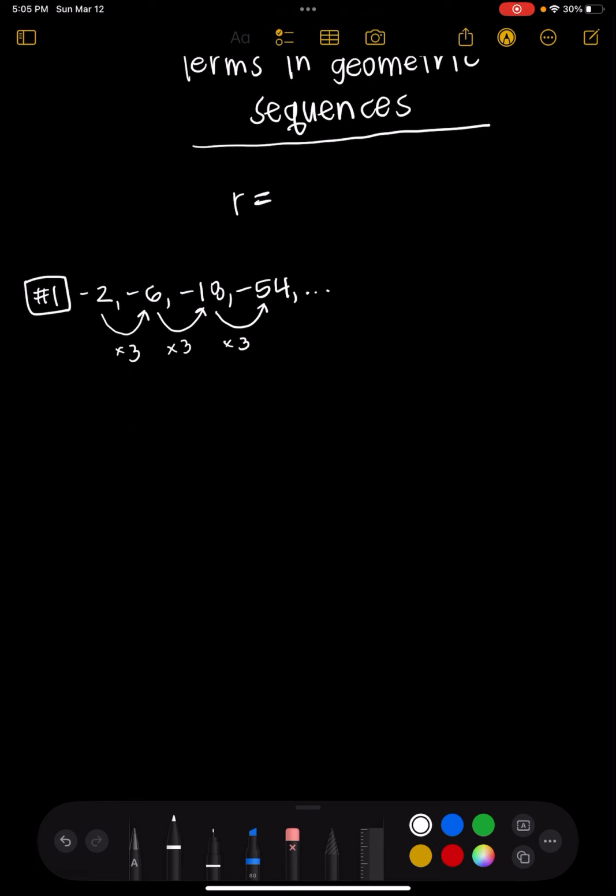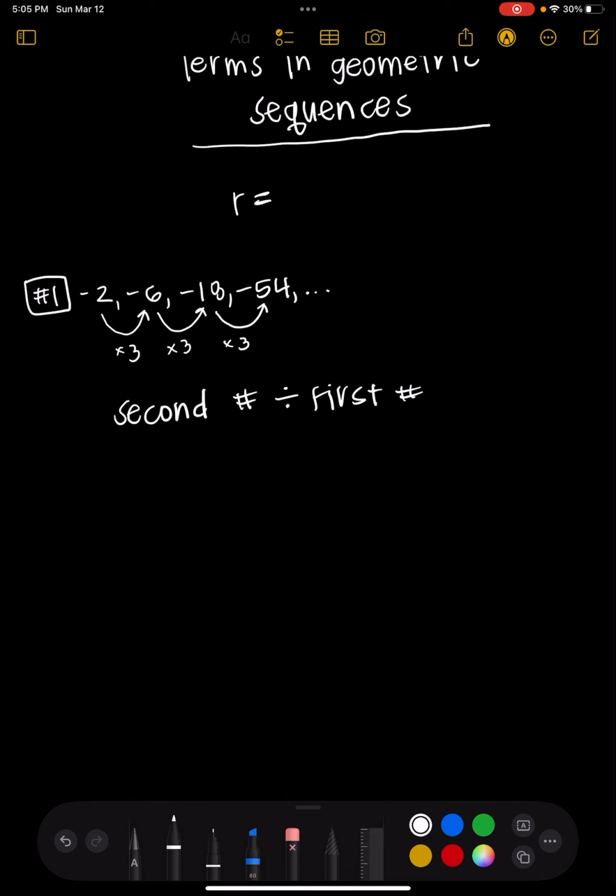So if you had a hard time figuring out what you were multiplying by every time, the easiest way to do this is to do the second number divided by the first number, and that will give you your common ratio, okay? And if you wanted to double check that it was geometric, you would do the second number divided by the first number, and you'd get an answer for our common ratio. Then you could do the third number divided by the second number, and if you get the same answer, then you know that you have the same common ratio, which means that it's geometric.